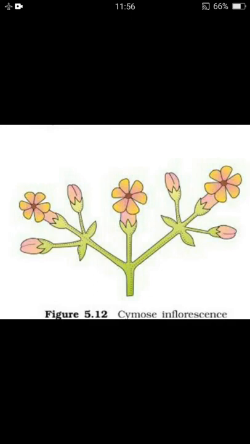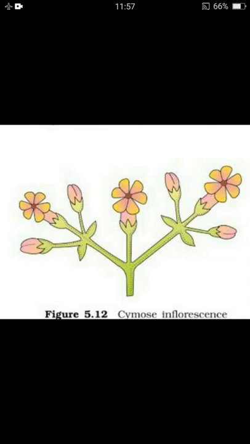So the growth is reduced here. The growth of the floral axis is reduced here, opposite to racemose inflorescence. In racemose inflorescence, the main axis or the floral axis keeps on growing, continuing, but here in this cymose inflorescence, the floral axis or the main axis is terminated into a flower. Hence it is limited in growth, right? Short in height. The flowers are borne in a basipetal order.